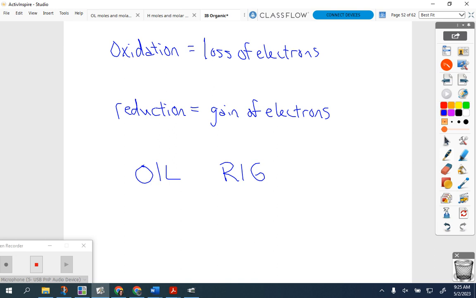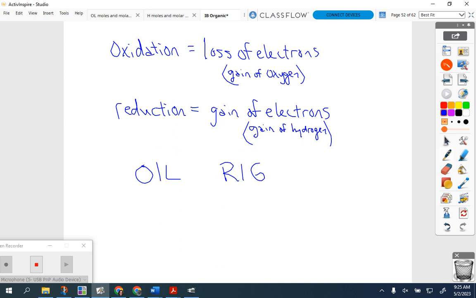Now, why was it originally called oxidation? Because it was often associated with gain of oxygen. Now, that is just a subset of oxidations, and reduction was often associated with gain of hydrogen. But it's more important to think about it in terms of losing and gaining electrons, okay?